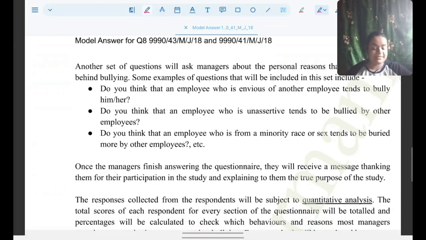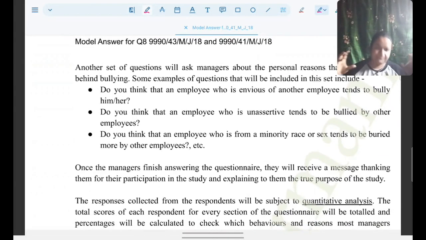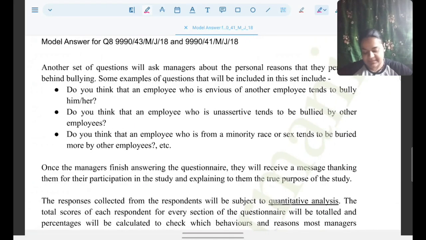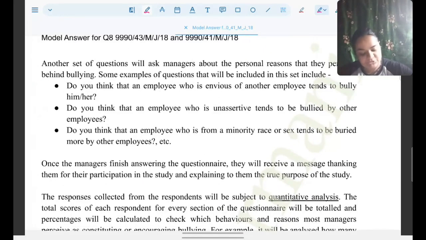Like I told you, my study is mainly focused on the questions which are going to be there because it's a questionnaire study. So the next part is another set of questions that will ask managers about personal reasons that they perceive behind bullying. This part of my questionnaire is also about perception of reasons or causes behind bullying, but those were organizational reasons. These are personal reasons. So let's look at this part of the questionnaire. Let's look at what managers think are the personal reasons for bullying. How do they perceive personal reasons for bullying?